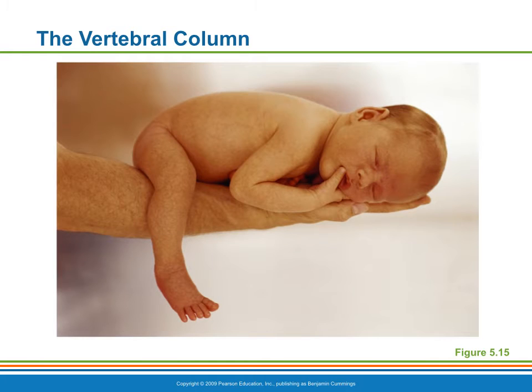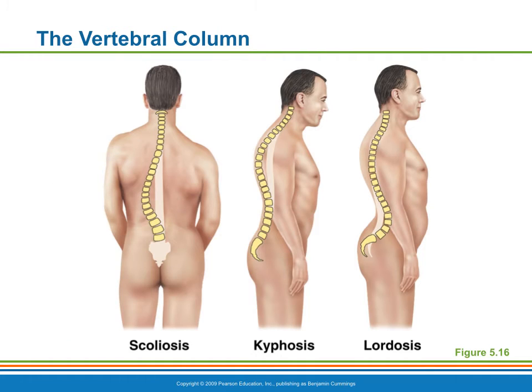So if we take a look at this little infant, you can see how it's got a normal curve, and that later on it'll develop all the rest of the curves in order to allow that person to be able to stand and walk and have a great old time. Now, there are some problems that can occur. We can have lordosis, we can have kyphosis, we can have scoliosis, we can have all these different kinds of problems with shifting of the vertebrae.